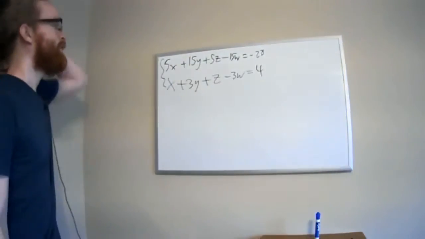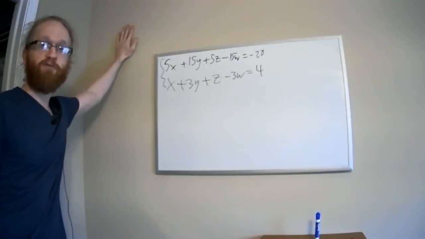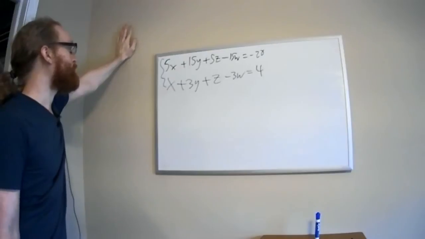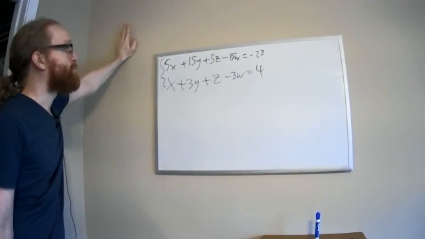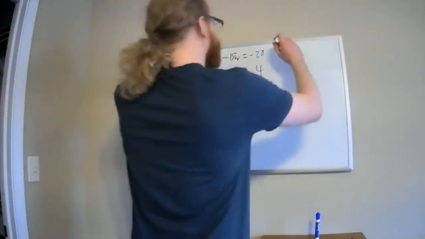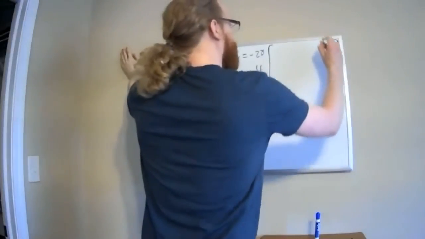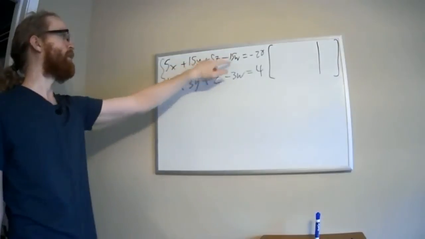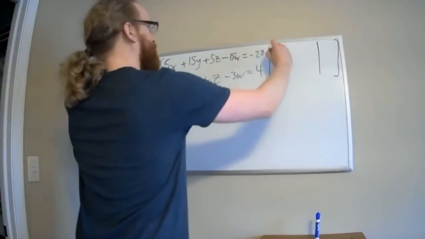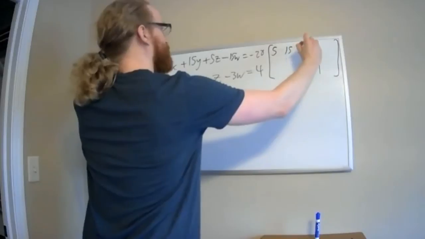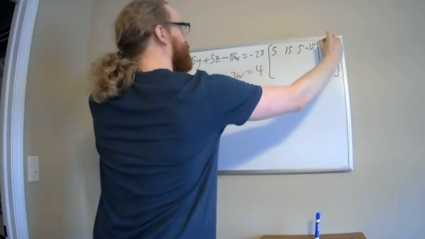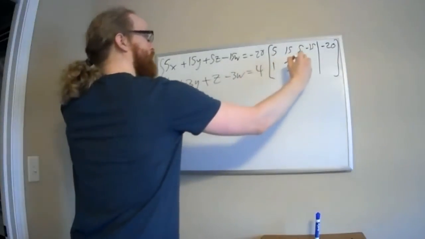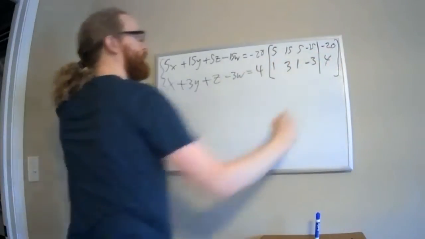So here's our system. Let's solve this out. We're going to use matrix methods, and arbitrary parameters will come up in this situation. So let's go ahead and try to solve out the matrix. I'll write down the augmented matrix over here. I should have 2 rows, and I should have 4 columns to the left of the bar because I have 4 variables. So my first row is 5, 15, 5, negative 15, negative 20. And my second row will be 1, 3, 1, negative 3, 4.